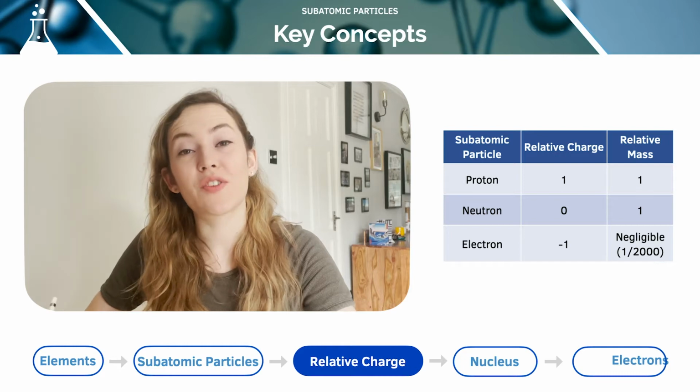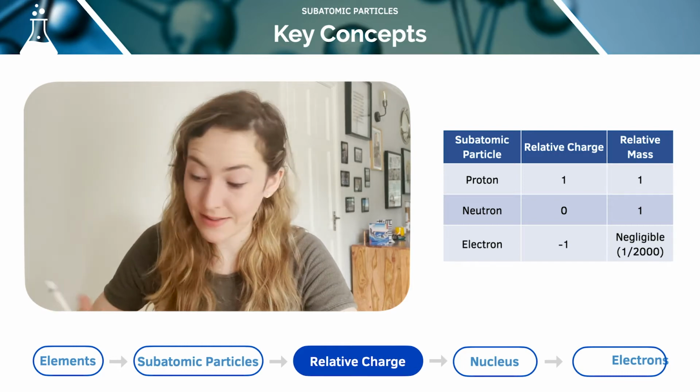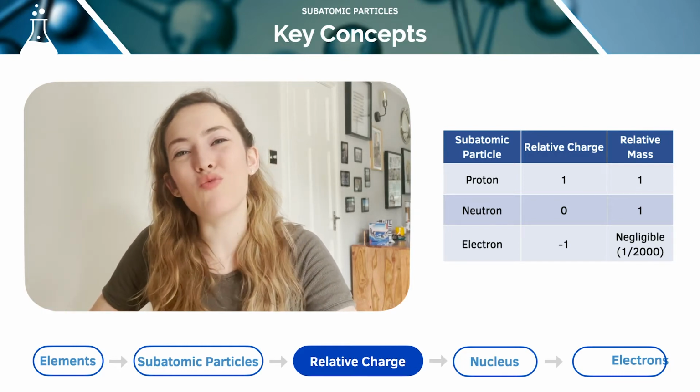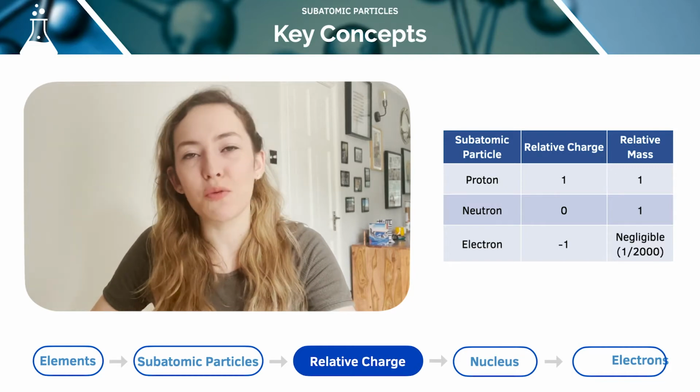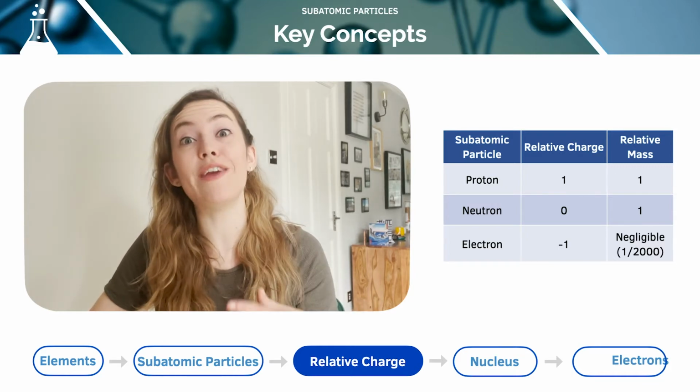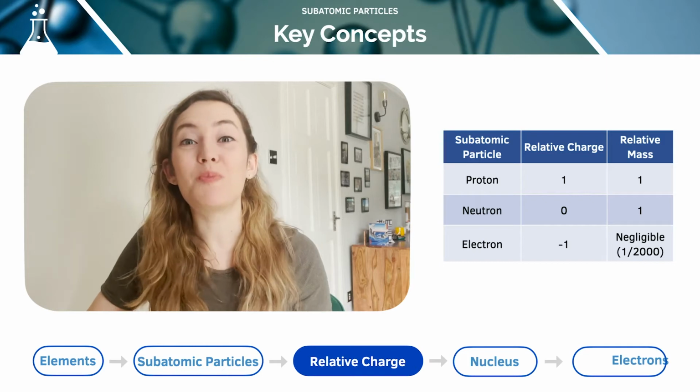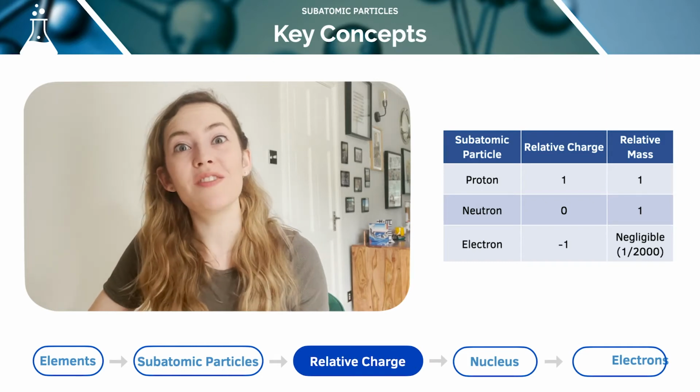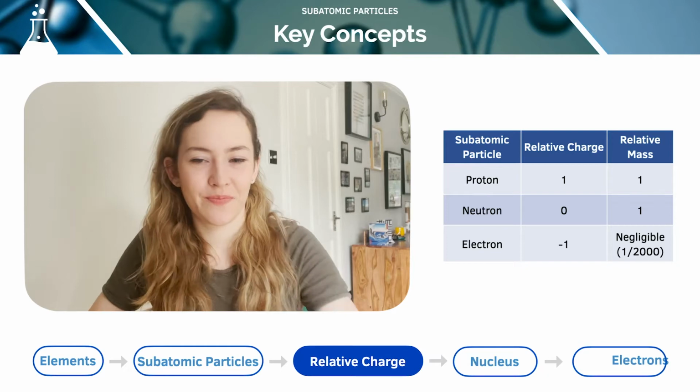You'll notice that each of the subatomic particles has a relative mass and a relative charge. We use a relative mass because the actual mass of the subatomic particles is really, really small, and we don't want to be dealing with numbers that small, so dealing with ones is much, much easier.